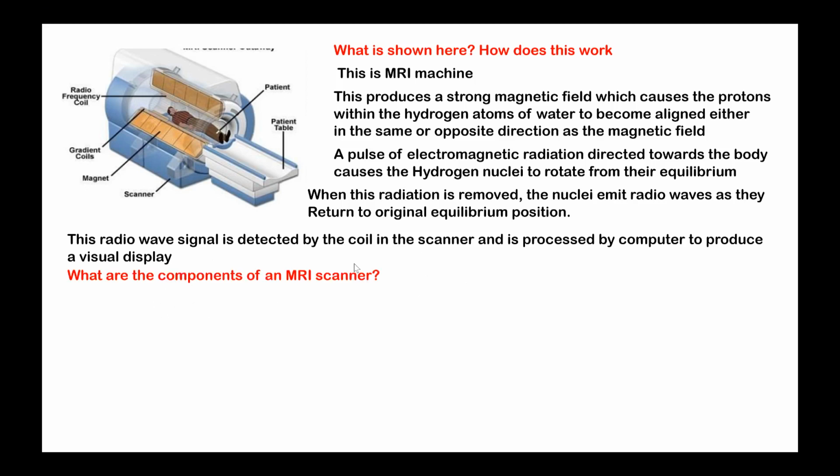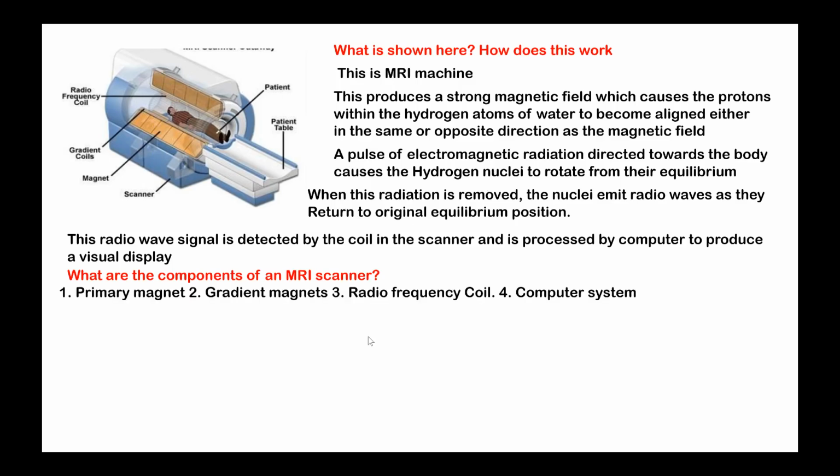What are the components of an MRI scanner? There is a main magnet producing a magnetic field. Then there is a coil. There is a primary magnet, gradient magnet, radio frequency coil, and a computer system. Just four components, remember: primary magnet, gradient magnet, radio frequency coil, and computer system.